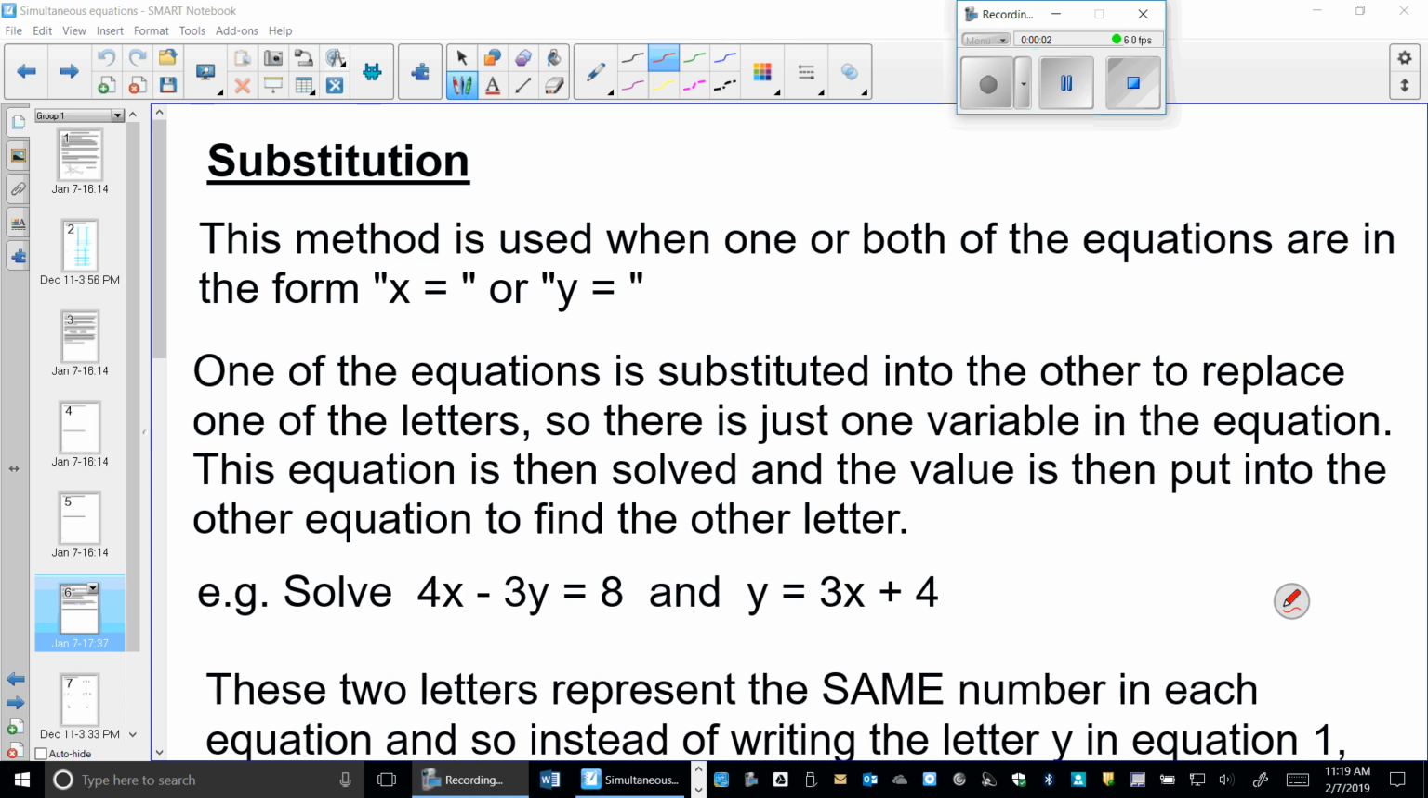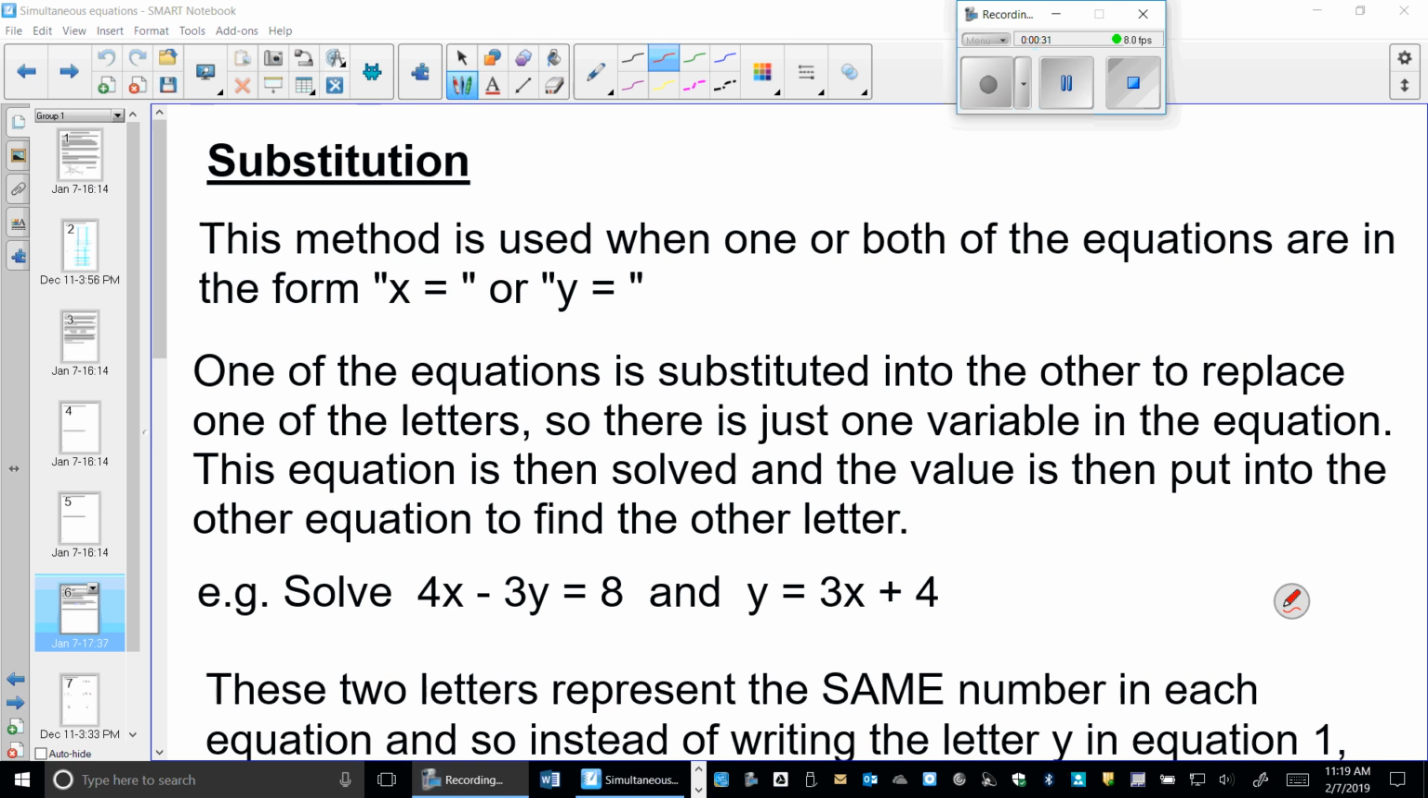Okay, so this is the final type of method to use. We've looked at graphical, we've looked at elimination, and now substitution. It should be quite straightforward, but substitution is going to involve you substituting.